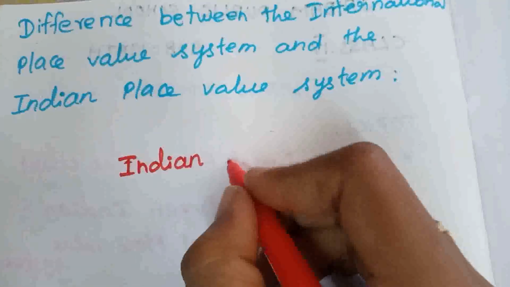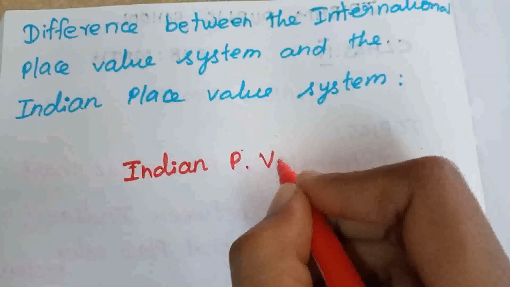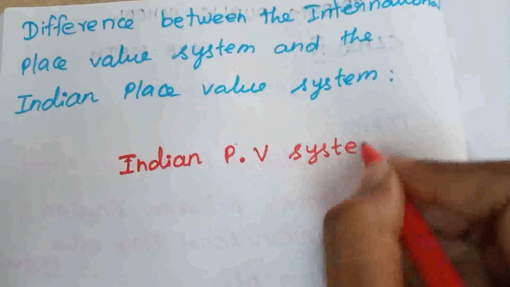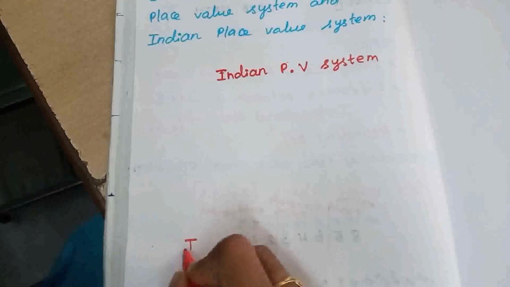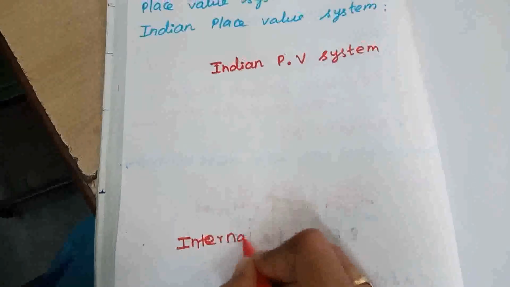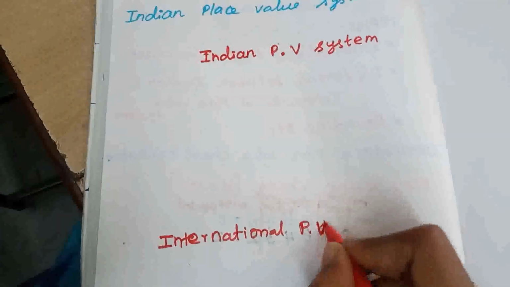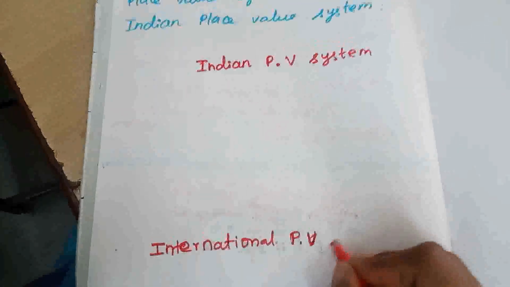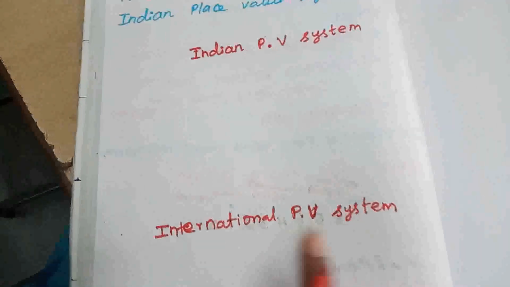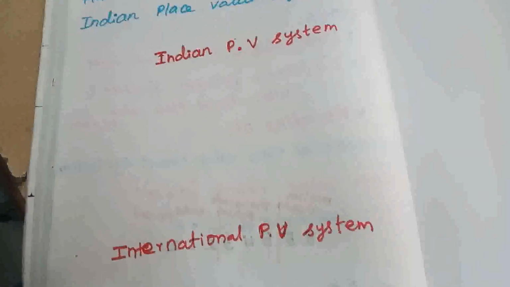Indian place value system. Next one, international place value system. Indian place value system, international place value system. In the Indian place value system we can divide it into 3 groups, and in the international system also we can divide into 3 groups. First, we have to see the group names.